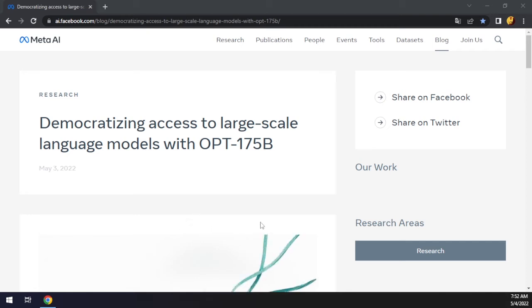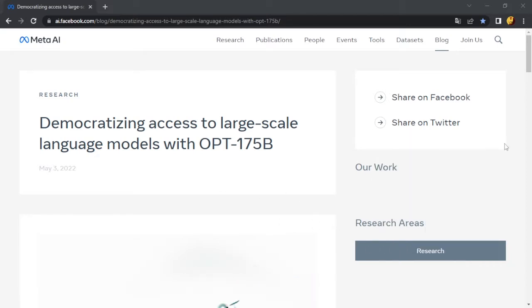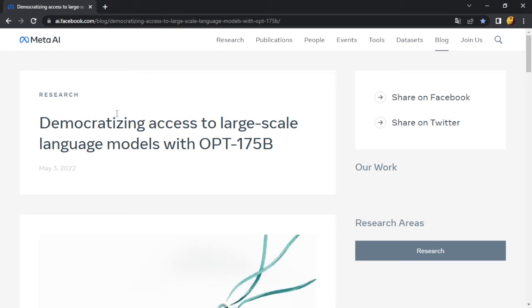So in this video we'll be talking about this new model. Let me just hide my test button. So Meta AI, which was previously Facebook AI, released a model. I don't think this model is available for everybody, but it's certainly more available than GPT-3, okay?